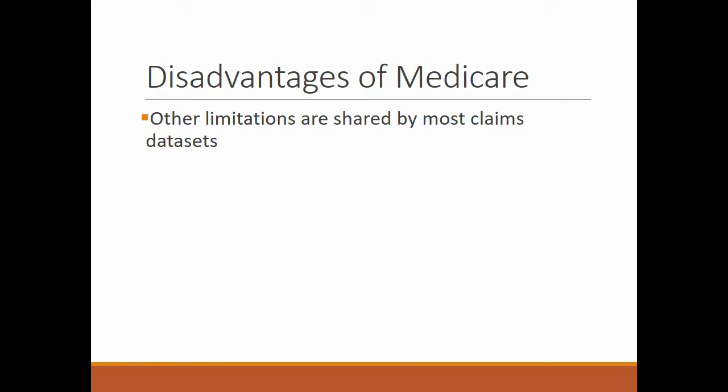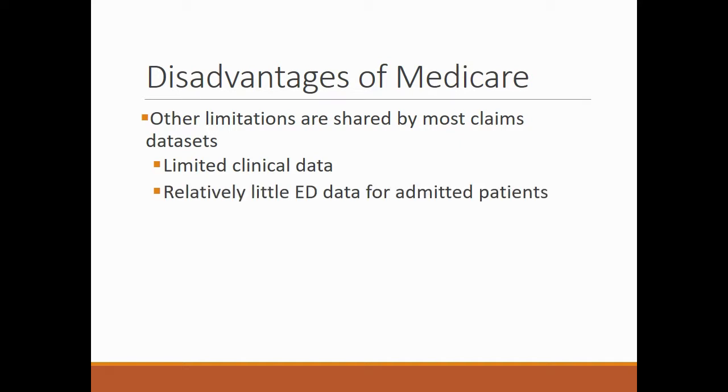And then some other really important limitations are shared by most claims data sets like NEDS or all-payer claims databases, is there's limited clinical data. It wasn't designed to measure clinical outcomes per se, it was designed for billing. And so while it can be used for health services research, understanding that limitation is important, and it is a critical flaw that prohibits some types of studies.